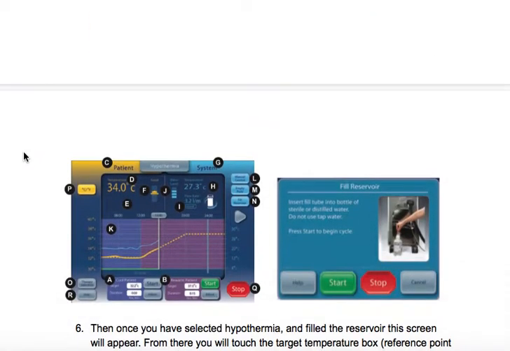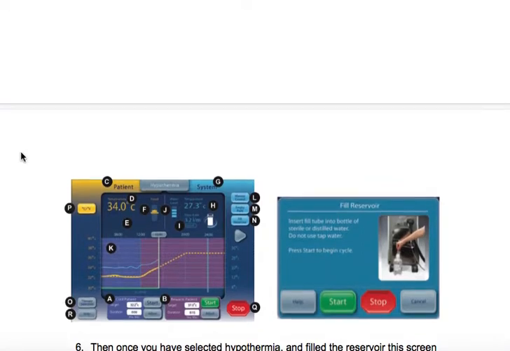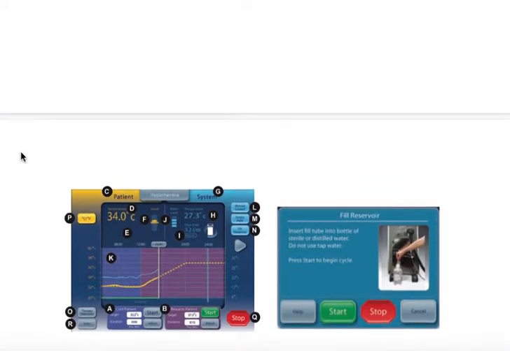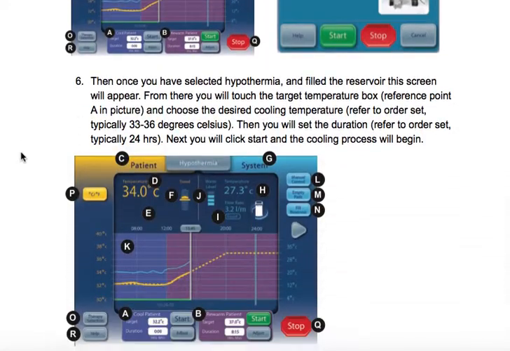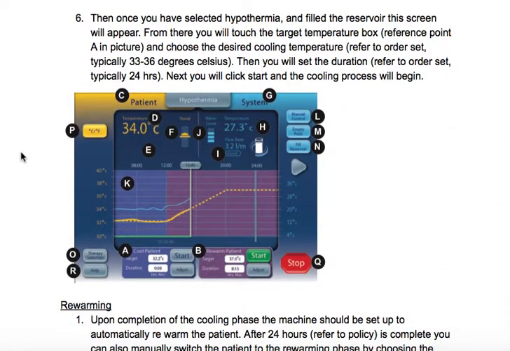And then here's a screen. You'll actually have this screen pop up on the bottom left here once you select the hypothermia option. Then you'll just need to hit the fill reservoir button, which if you see here is labeled N and is in Nancy. And then this screen on the right will pop up. It'll say insert and fill the tube. It'll tell you where to fill it up, and then it'll say start to begin the cycle. So just make sure that your reservoir is full with water before you start the patient. Then you've already selected hypothermia, so you'll just go back. It'll take you back to this screen once you ensure that the reservoir is filled.